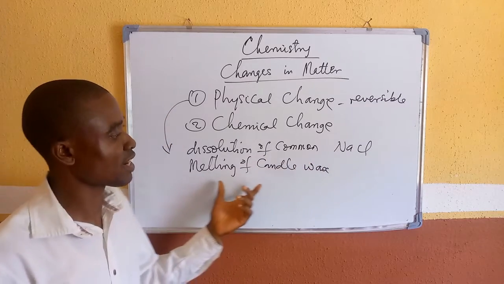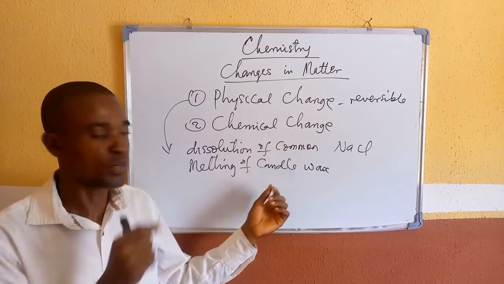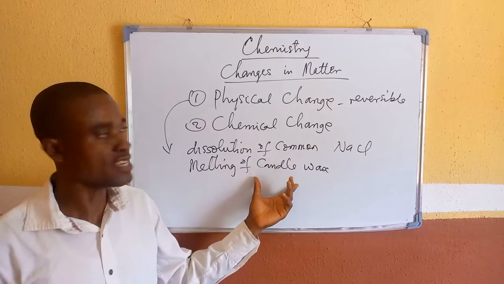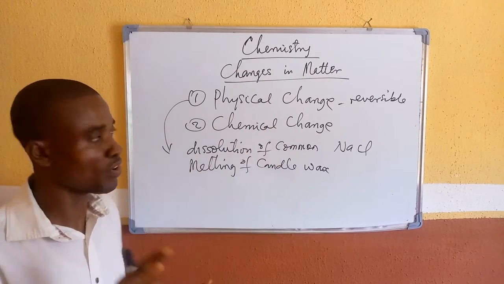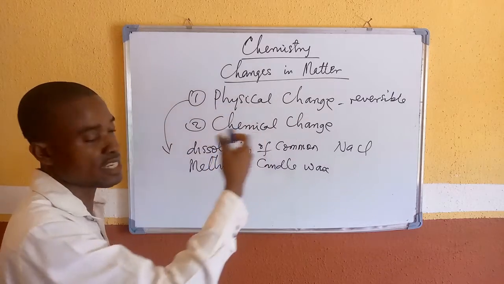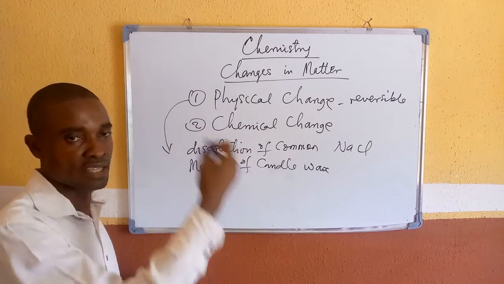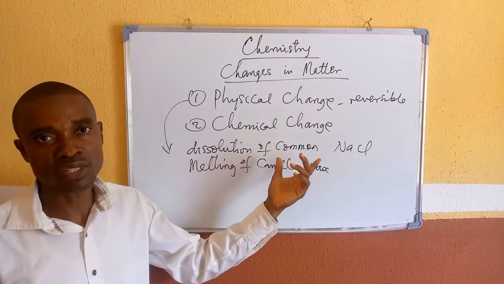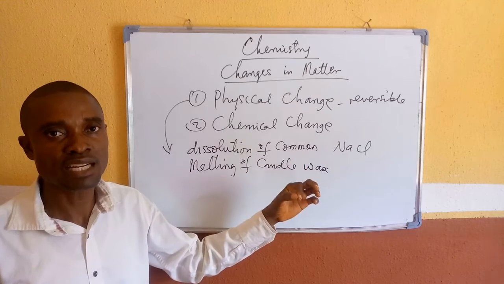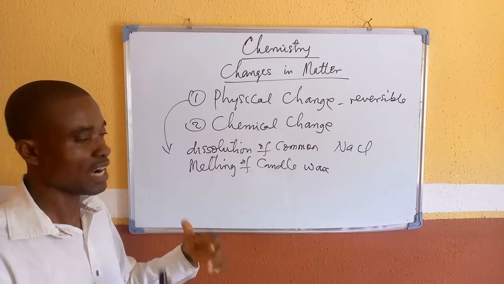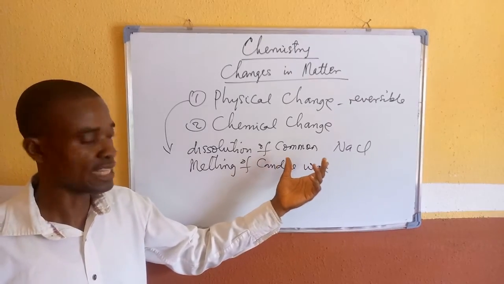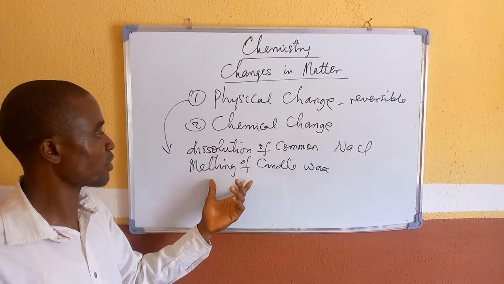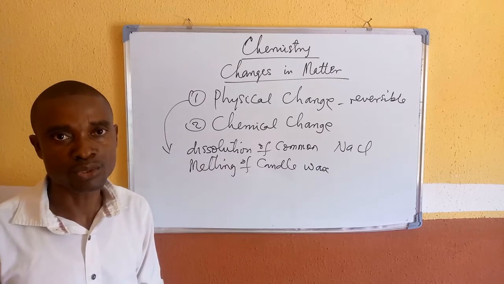A reversible change. Another example is melting of candle wax. Once you have candle melted, one thing is that you cannot get back the candle, but you can get back the wax. So melting of candle wax is another example of physical change. So don't forget, we have said here that physical change is a reversible change. That means a change where you can still get back the material. And we have mentioned this example, dissolution of common salt, that is dissolving sodium chloride in water. You can still get back your salt after evaporating the water. That we can term evaporation to dryness. And then you also have melting of candle wax.